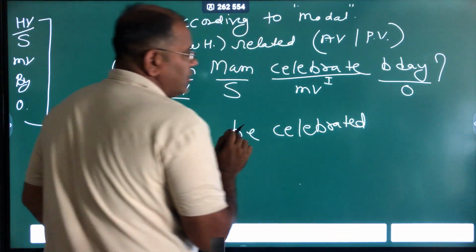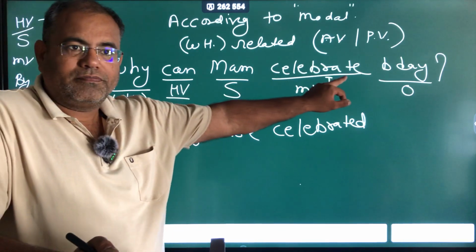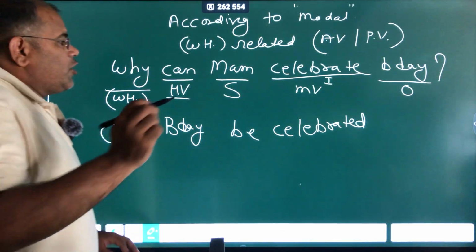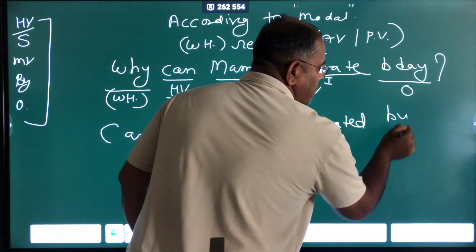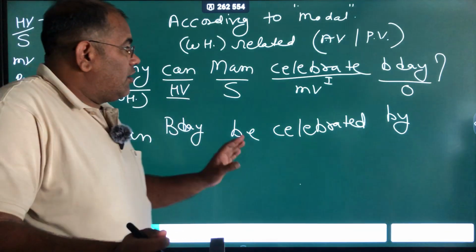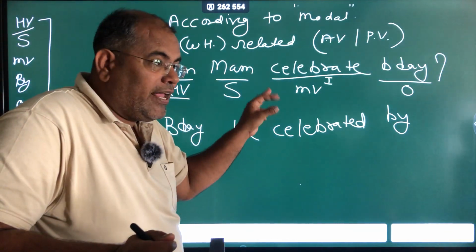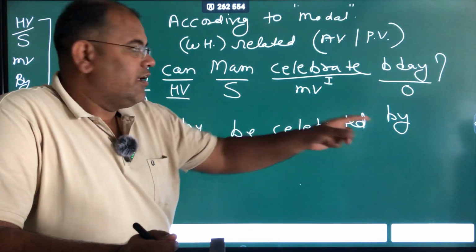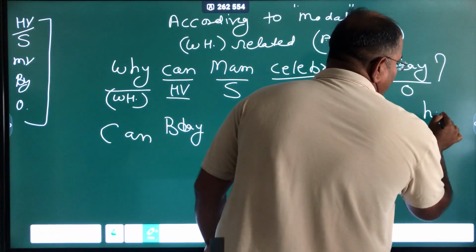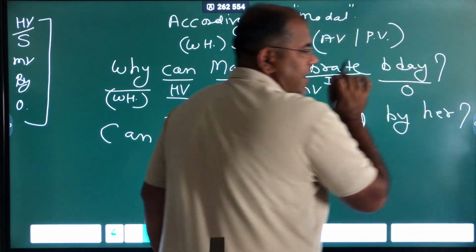Celebrated. Because celebrate is the MV's first form and celebrated is the third form. At the fourth place we require by. So I will use here by. Then we require the object. It means the subject of the AV will be the object of the PV. The subject is given ma'am. So here we shall use her. And at the last we have to use the symbol of interrogation.